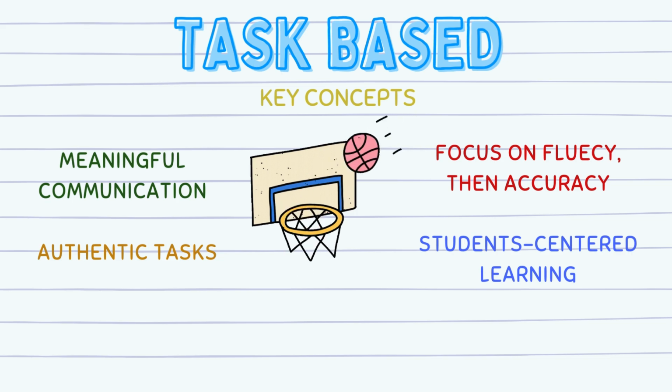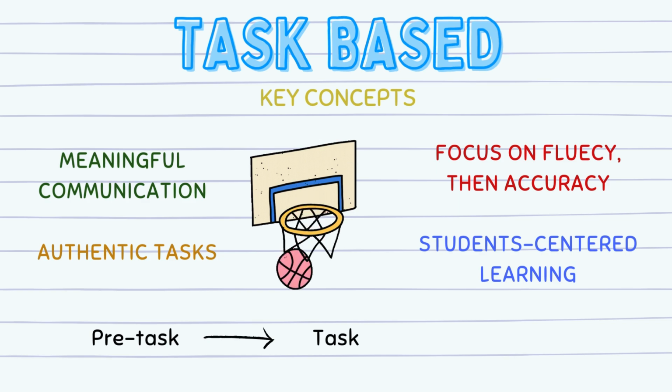But how does it work? Well, there is a task cycle structure. It has three stages. The first one is called pre-task. Here, teachers introduce the topic, activate prior knowledge, and provide useful language. The second stage is the task. Here, students complete the tasks using their language skills, and of course, the focus is on fluency, not accuracy.